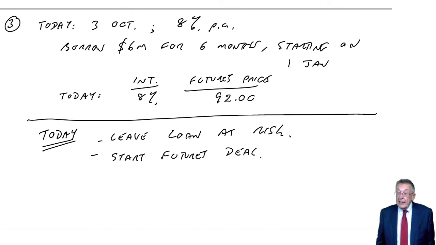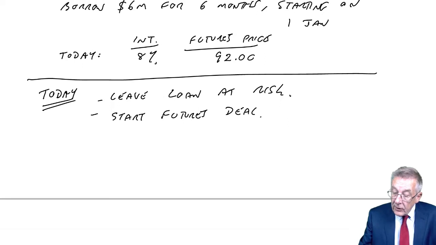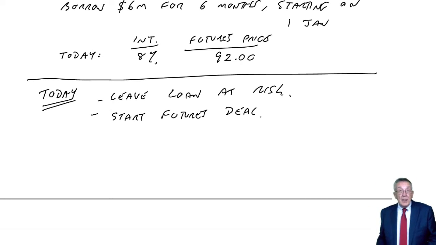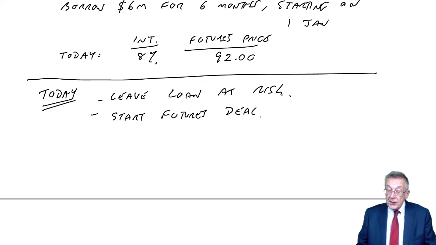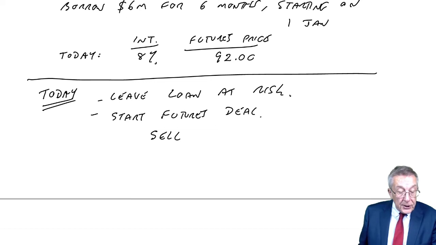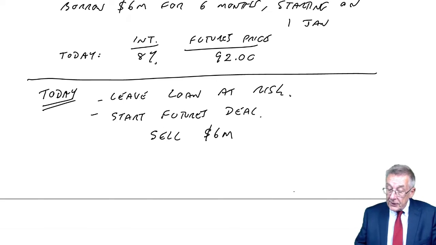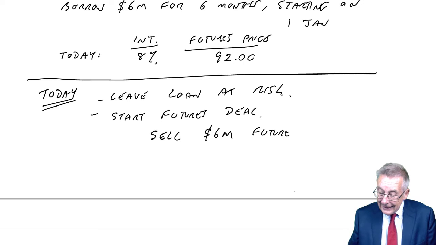And what will our deal be? Think back to what I said shortly ago: because I'm worried about the interest going up, we'll pay more interest, and if interest goes up, the futures price will go down. And so our futures deal, we will sell futures. How much? We're at risk on 6 million. Sell 6 million futures at today's price of 92.